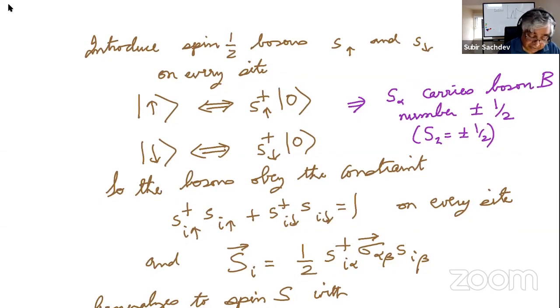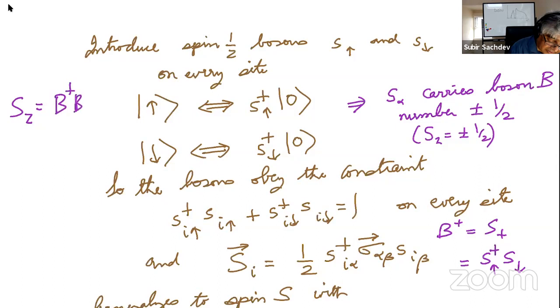Okay. And in terms of this boson capital B, we knew that boson B dagger was S plus. And that's, of course, the raising operator from this representation. You can see it's basically S dagger up, S down. So what we see is that if I think of the S down boson as carrying boson number minus a half, and remember this relation between B dagger B and SZ, we also had this relation before from yesterday, SZ is equal to B dagger B minus a half.